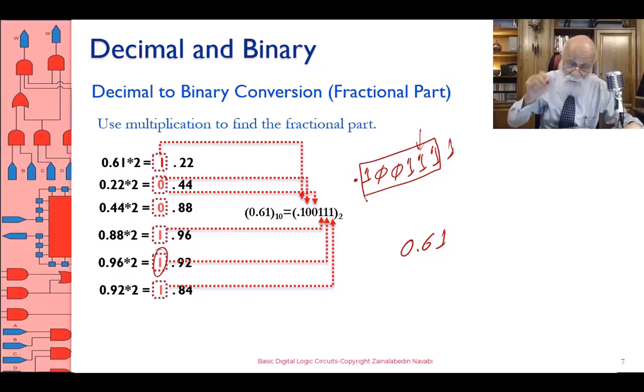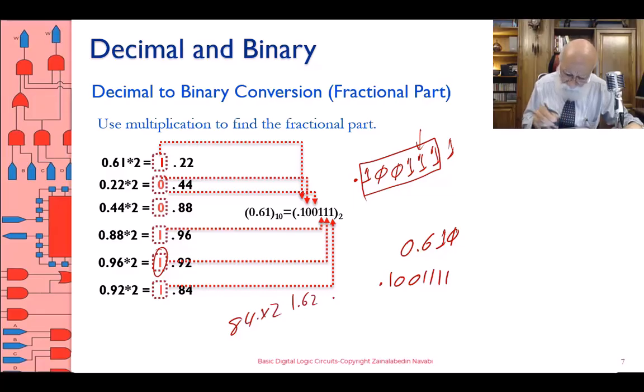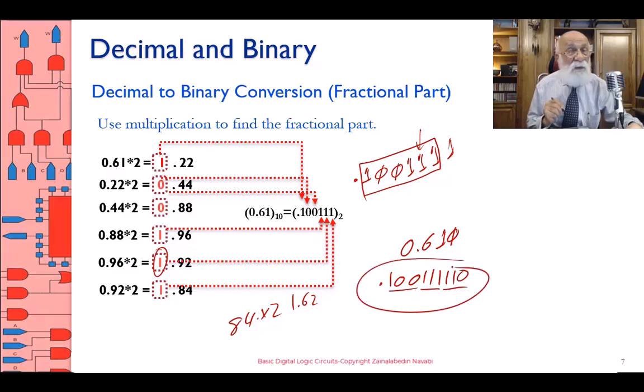Again, if it was 0.610, I would do this 1, 0, 0, 1, 1, 1, 1, which is 84 times 2. This is 1.62. Then there will be another 1 here. 0.62, and then I think there would be a 0 here. Okay, so if it was 0.610, this would be the equivalent with the same precision. Now that I have 0.61, it will be 0.92.